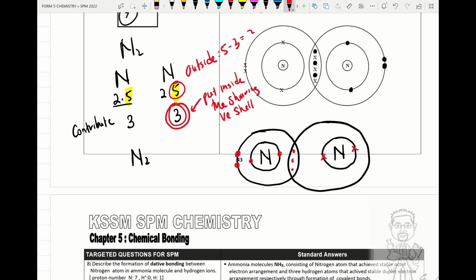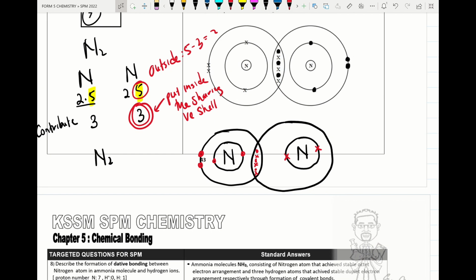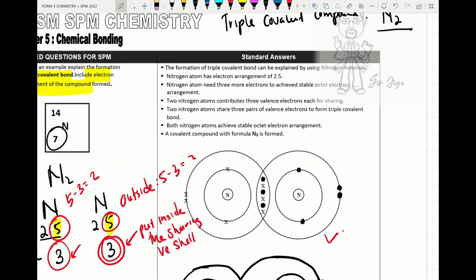All right, so here also the same, inside we put 3. So I use 3 different symbols, dot and x x x. So 3 different electron symbols with x we put inside the sharing area. Outside, 5 minus 3, we put 2. So outside I put 2. All right, so this nitrogen atom has achieved stable octet electron arrangement. So please practice. Describe the formation of the nitrogen molecule.